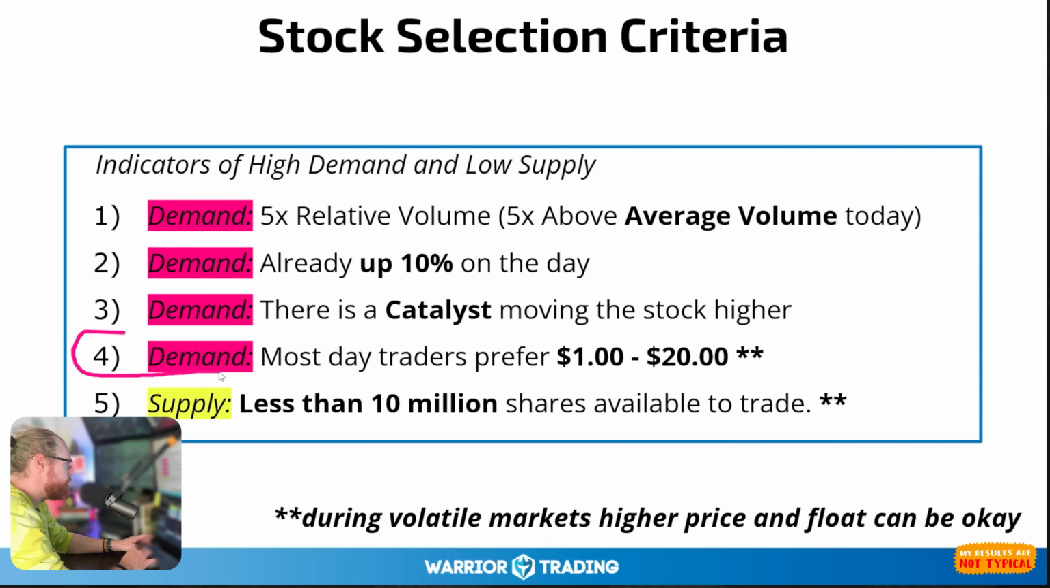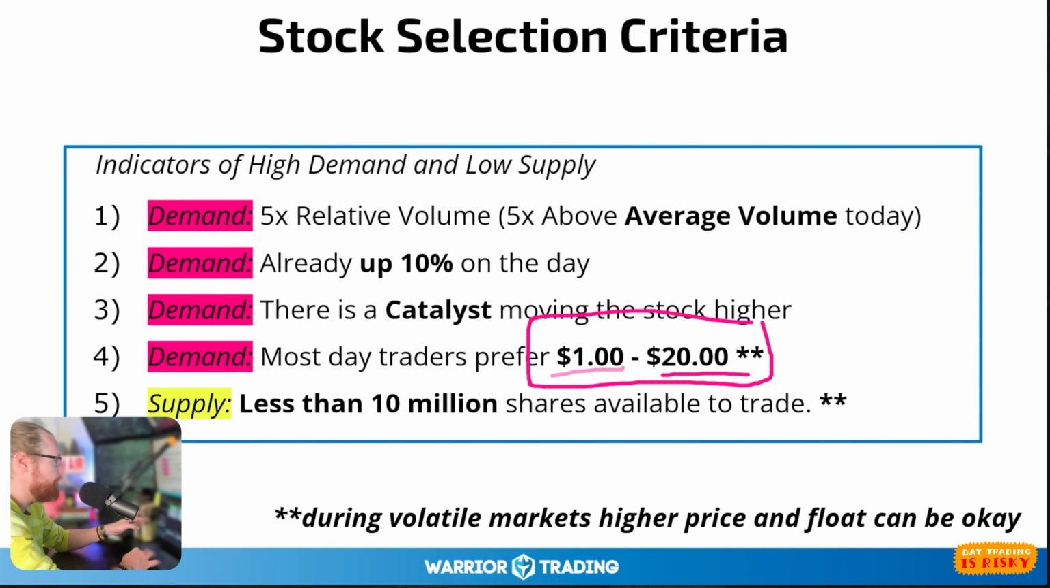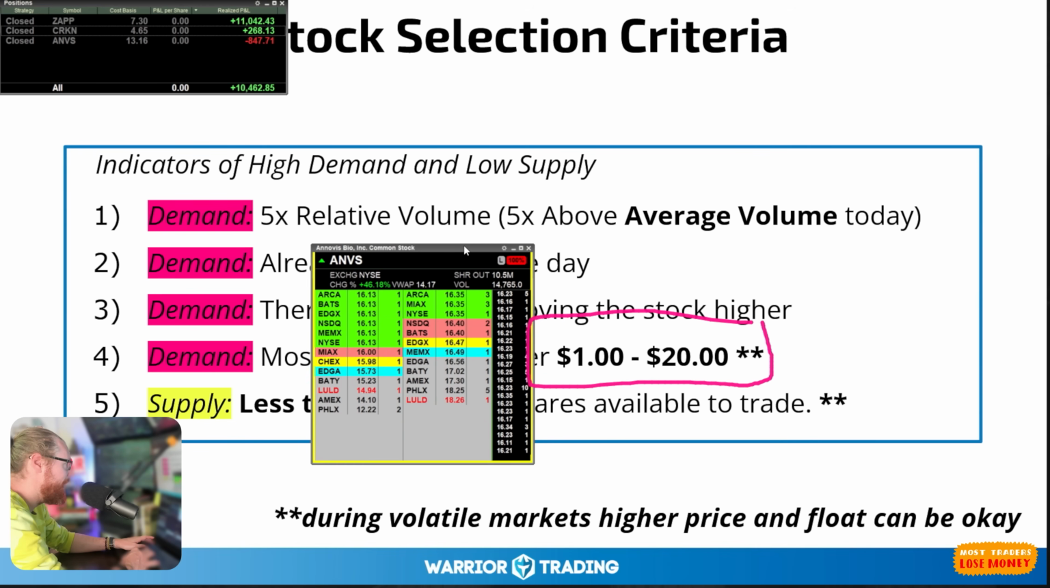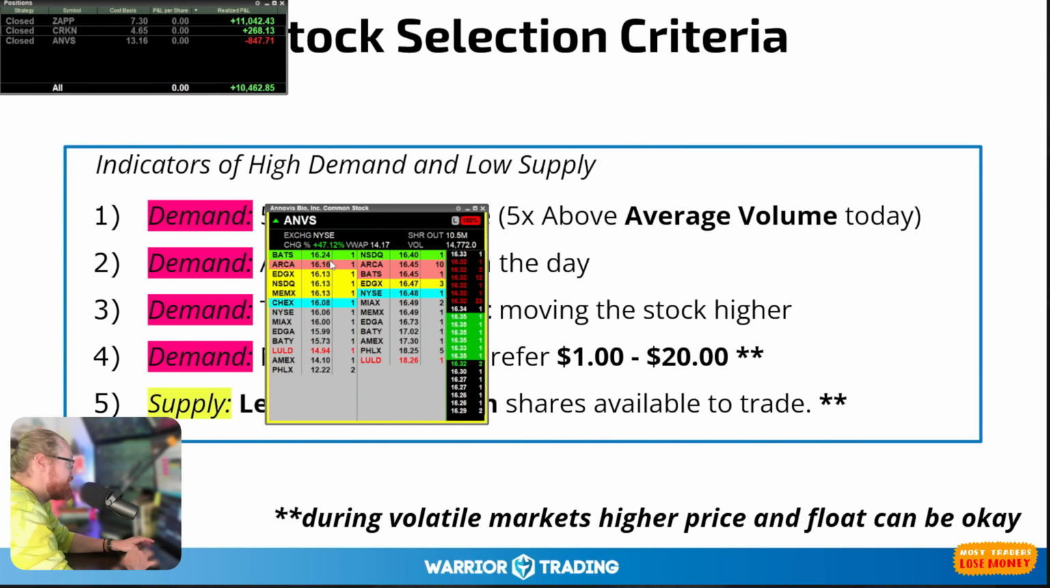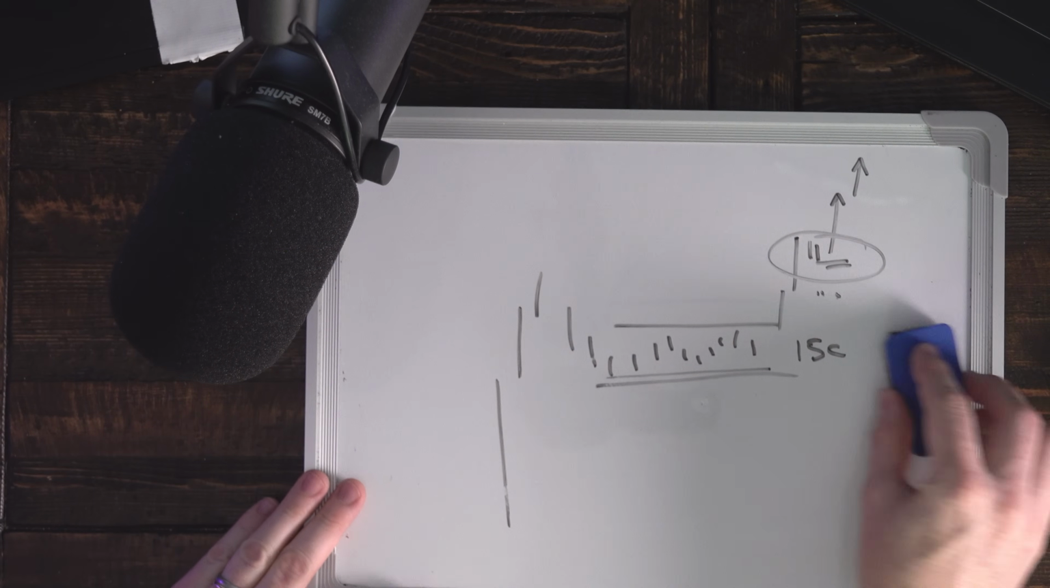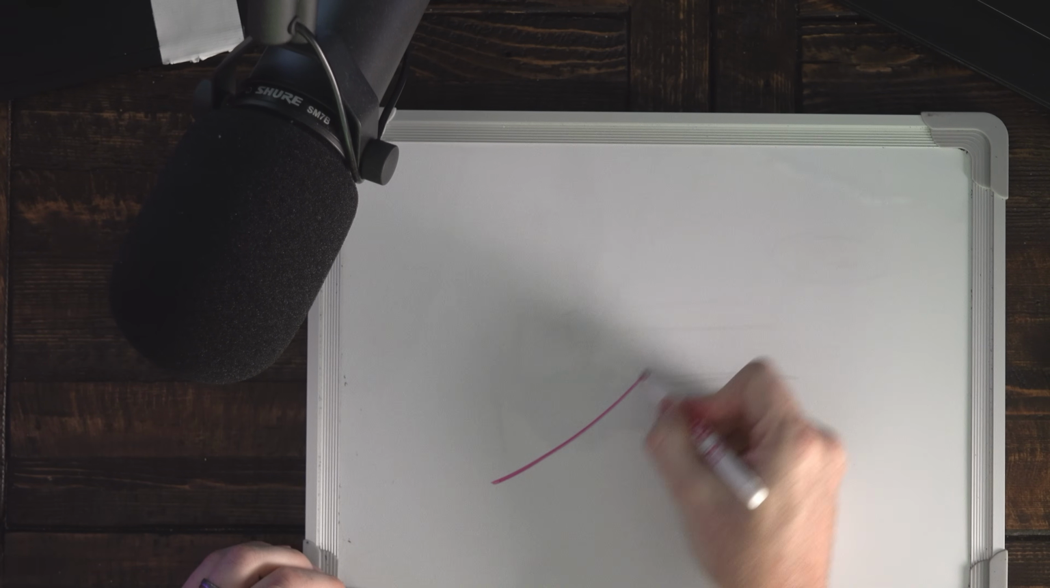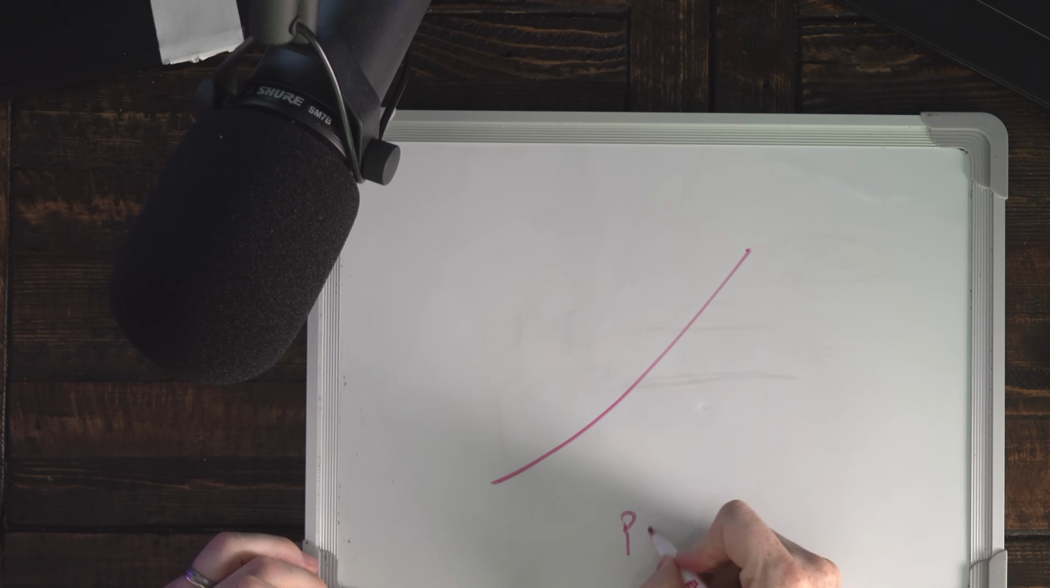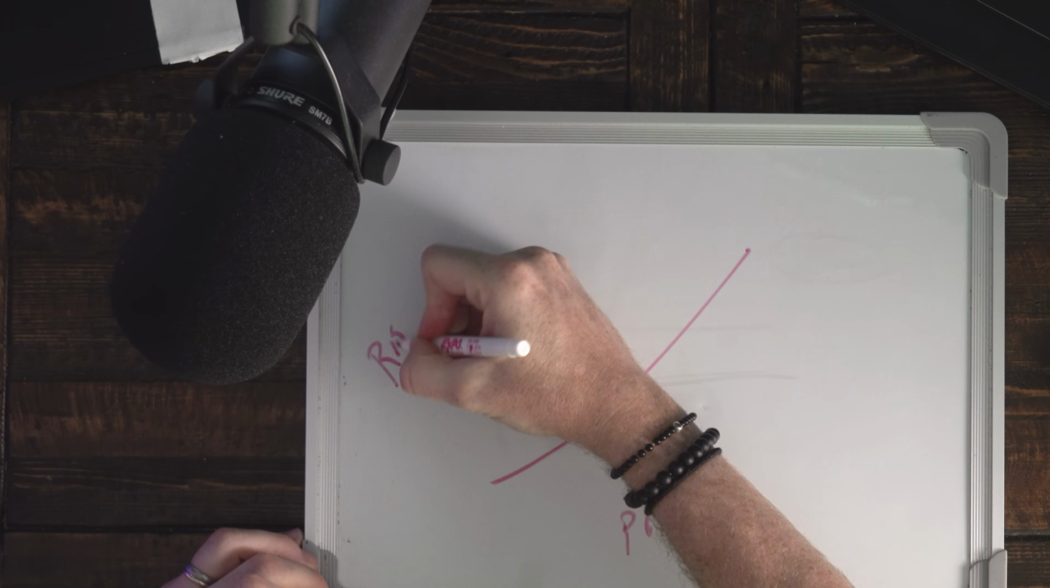Number 4, I prefer to trade stocks that are priced between $1 and $20. This is the kind of range that I like. ANVS, currently up around $17, is at the high end of that range, and you can see it's already back down to $16.24. When you get into the high end of this range, the volatility is high, but the ability to manage risk goes down. So you have this relationship where as price increases, so does risk.